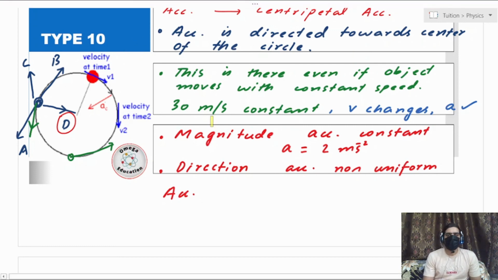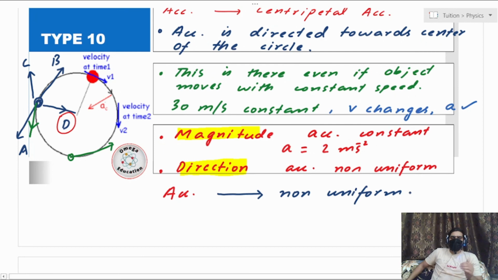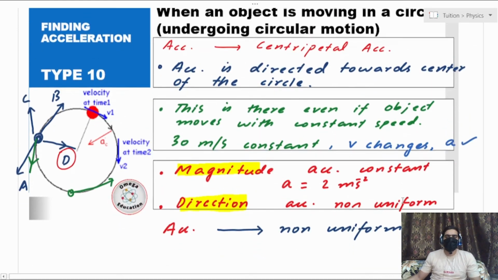So they ask you about a general statement: an object travels in a circle at a constant speed. Will its acceleration be constant or variable? So we simply say its acceleration would be variable or non-uniform, because although in terms of magnitude only it is constant, that's not it. Acceleration takes account of direction as well, because it's a vector quantity. So overall the acceleration would be non-uniform.